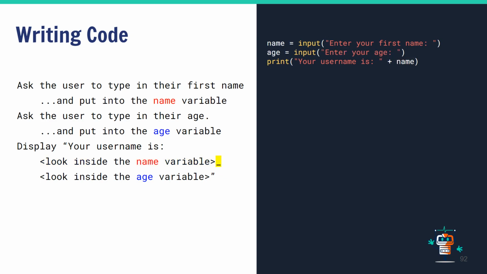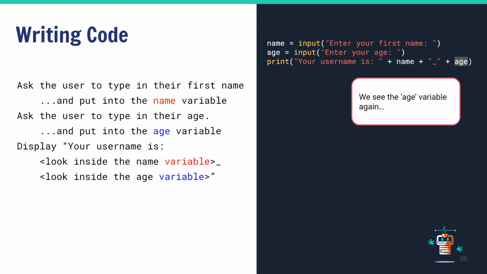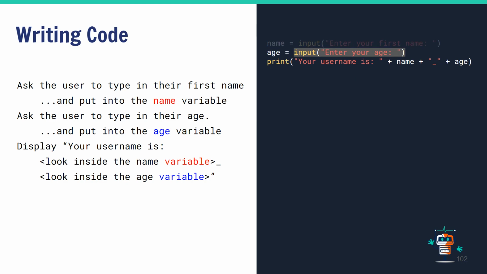The next part is it's going to join an underscore to the name. So we're going to use the plus or the concatenation symbol and join it to an underscore. And then finally, we need to look inside the age variable and join that to the end of what we display. Once again, we're going to use the plus symbol and we are going to include the age variable. There's the age variable, and because it's not on the left-hand side of the assignment operator, it means Python's going to look inside it and substitute the value that it finds in there. Well, it was whatever the user had inputted in the second line of code, because that was put into the age variable, and now it is ready to be substituted into the code.